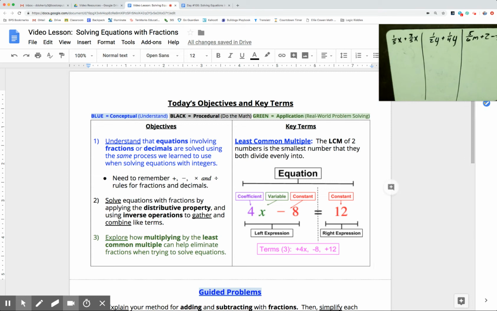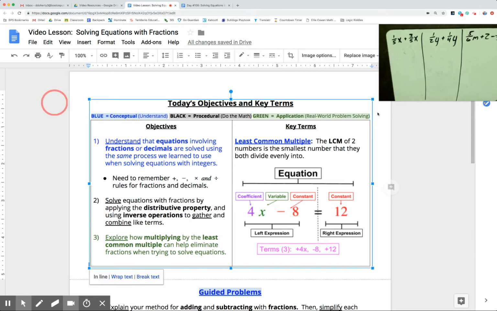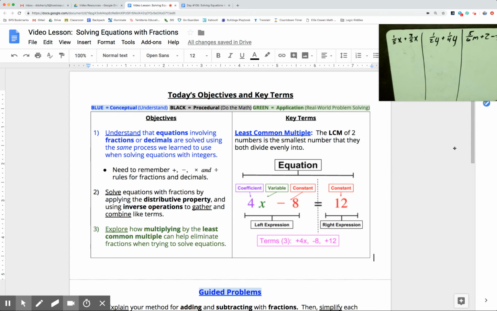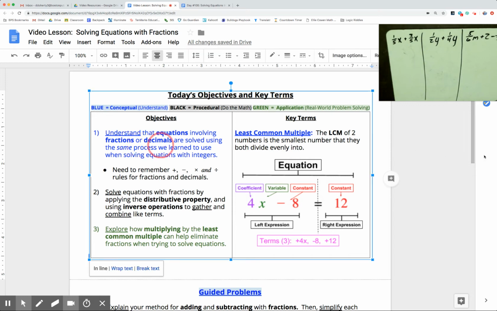This week we're going to continue to focus on solving equations, and we're going to start the week off by focusing on equations that have fractions in them. The big first thing we need to understand about any equation with fractions or decimals, which we're going to talk about later this week too, is they're solved using the same exact process we learned the last 2 weeks when the equations had integers or whole numbers. The only difference is now we're going to need to remember how to add, subtract, multiply, and divide when we've got fractions and decimals involved in our equations.